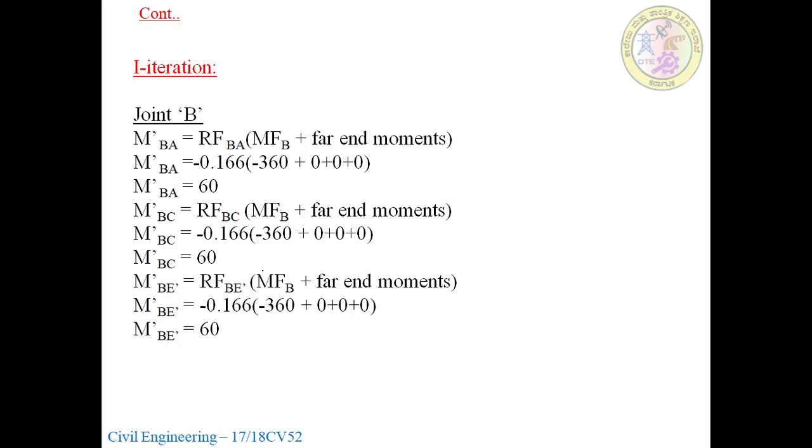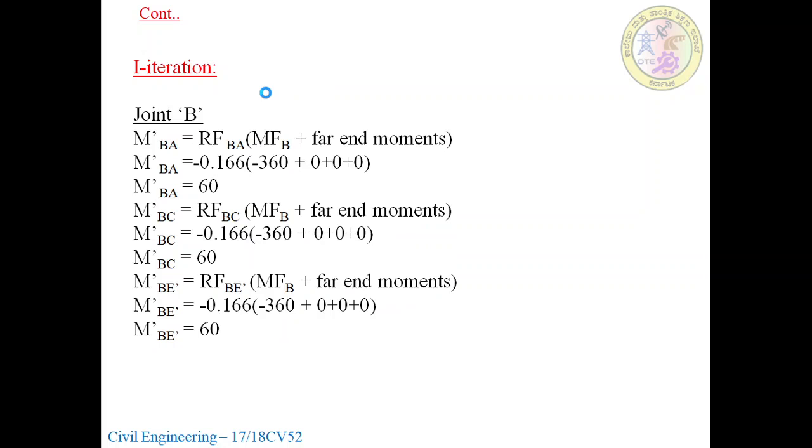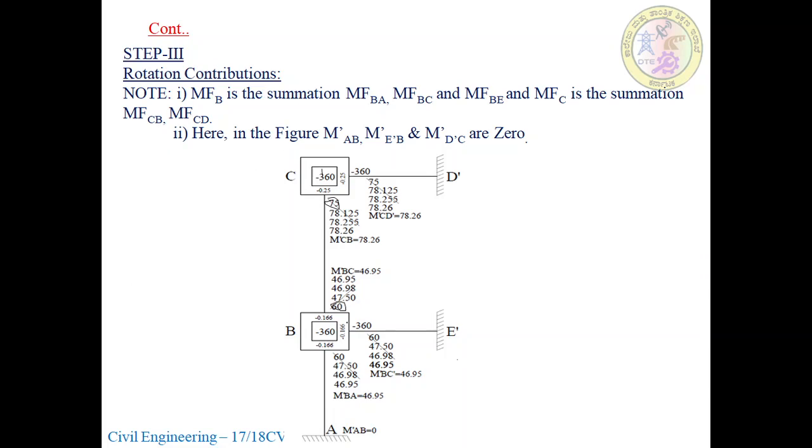So 60, 60, 60, because we have come from B, so the rotational factor will be the same. If the rotational factor is the same, the value will be the same. For joint C, 60 will be the far end value. While calculating 360 into 0.166, you will get 60. Then minus 360 plus 60, multiplied by 0.25, you will get 75. If the rotation factors are the same, there is no need to calculate again here, so directly put this value. Here also, 360 into 0.166 gives 60.